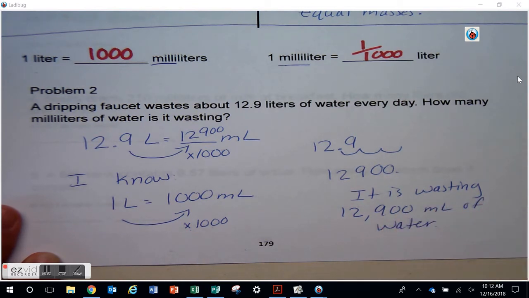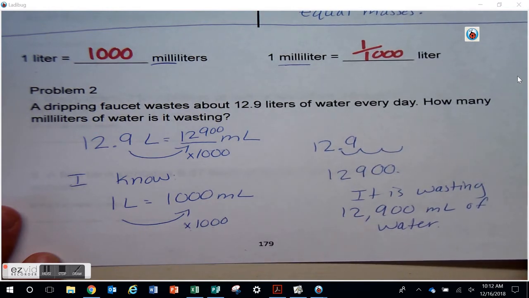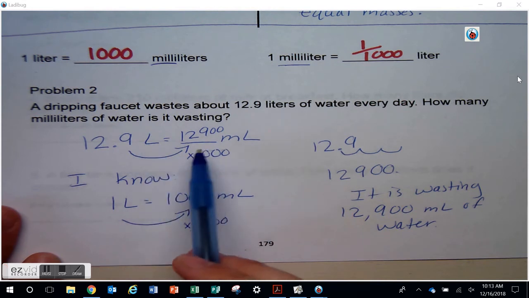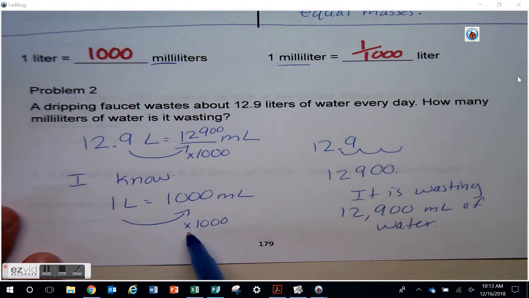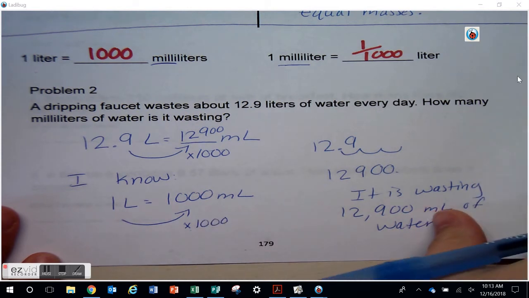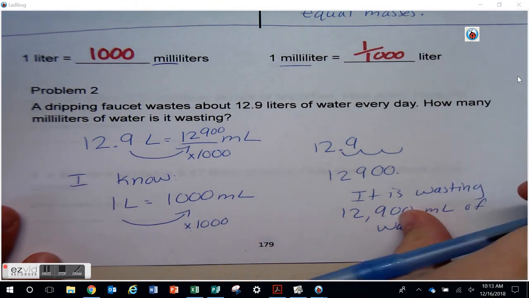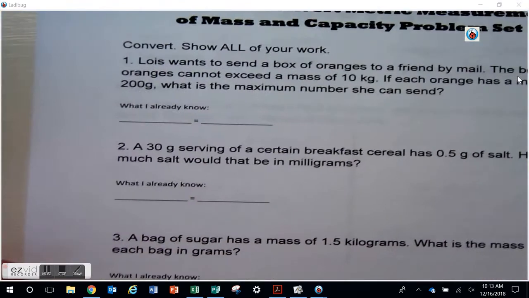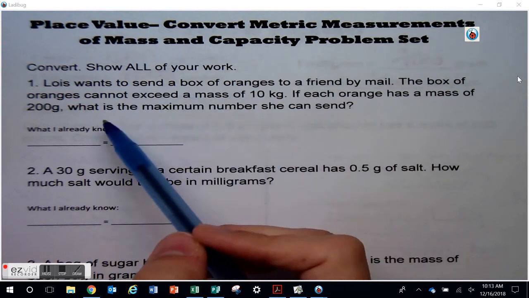That's all we're doing today. We're just taking grams and liters and using conversions with those. Always write down what you know. Make sure it matches how you've written down the rest of the problem. We write down what we know to figure out the conversion factor or the rule that can be applied anytime I go from liters to milliliters, grams to kilograms, and so forth. Let's go ahead and look at our problem set. Convert, show all of your work.